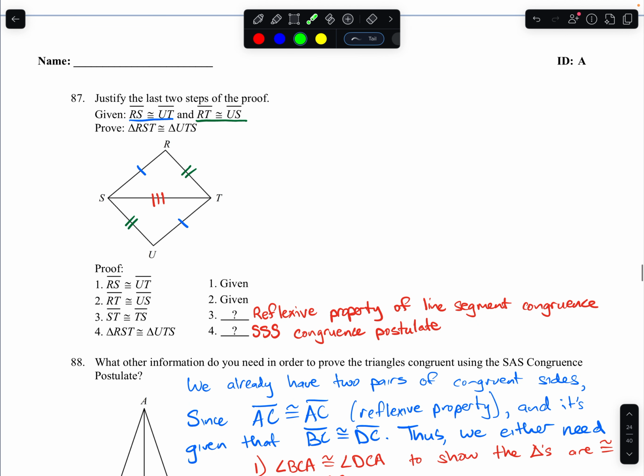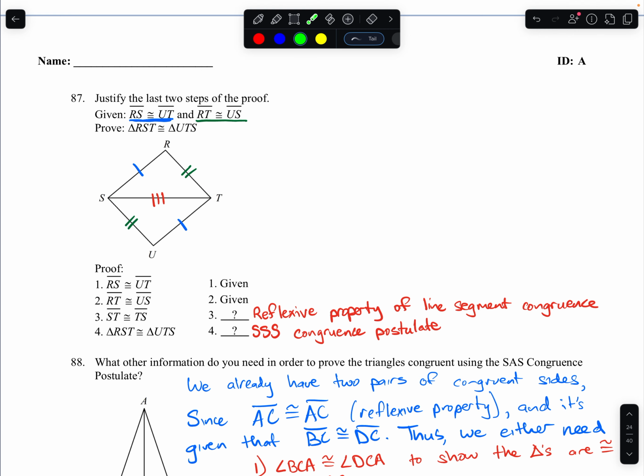87. I highly recommend you mark up your picture. It wasn't actually written on here, but if it's given, any information that you know, like RS is congruent to UT, that means we know these two are congruent. And in the same way, since RT is congruent to US, mark that as well. They state that in lines 1 and 2 of our 2-column proof. The third thing says that ST is congruent to TS. Well, wait a minute, that's the same line segment.